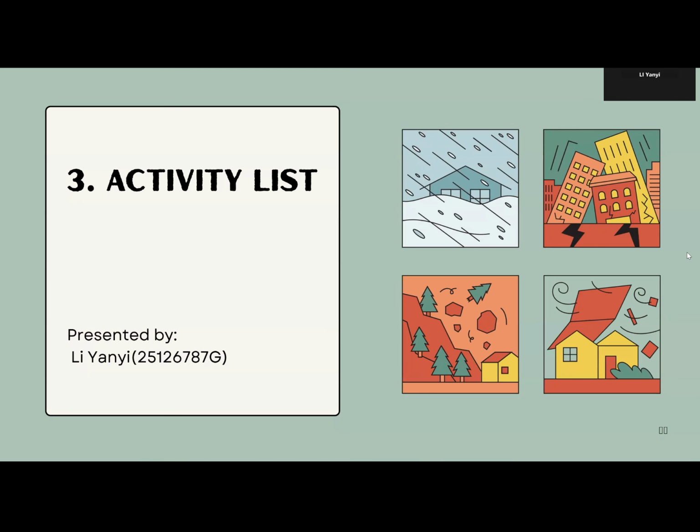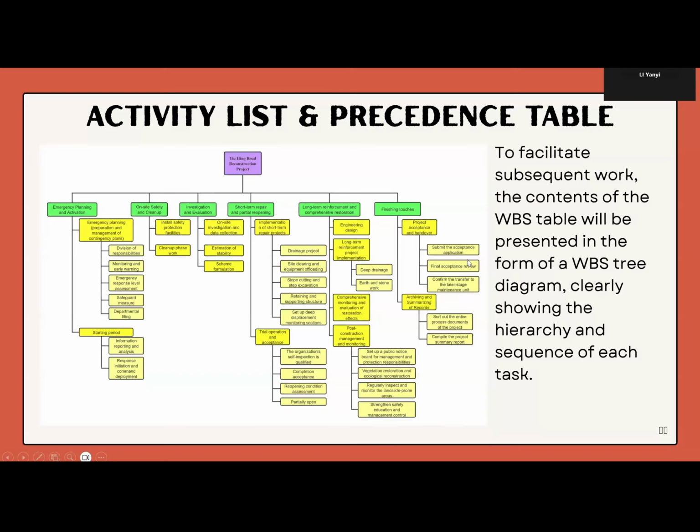Hello, I'm Lian Yi. Now let's move into the core planning tools we used for this project: the activity list, project network diagram, and Gantt chart. First, we developed a detailed activity list and precedence table based on the work breakdown structure. This helps us clearly visualize the hierarchy and logical sequence of all tasks, ensuring nothing was overlooked.